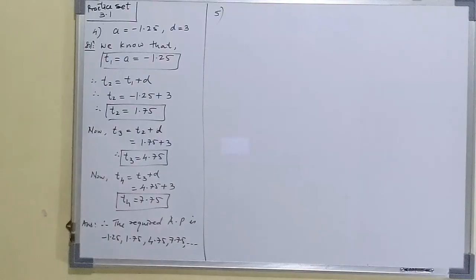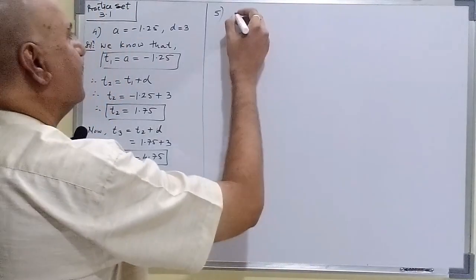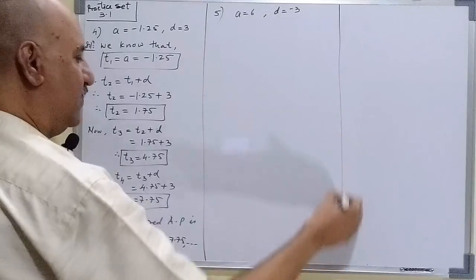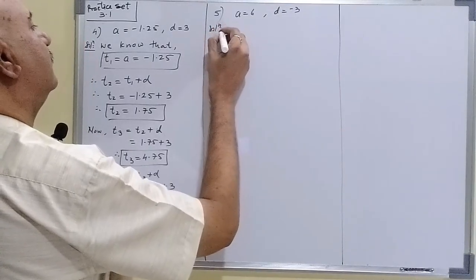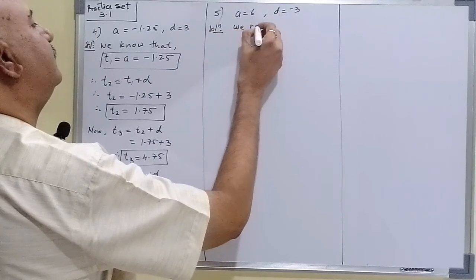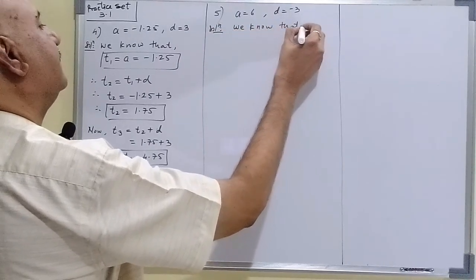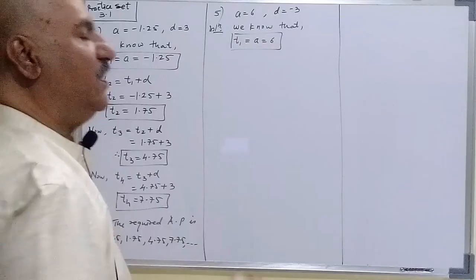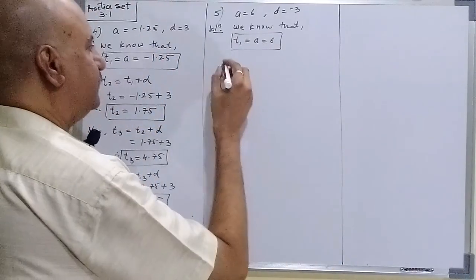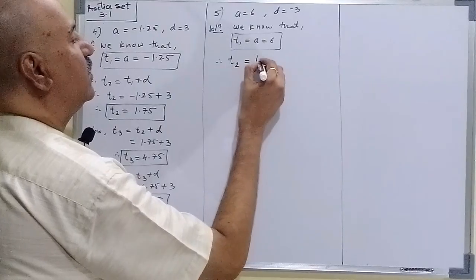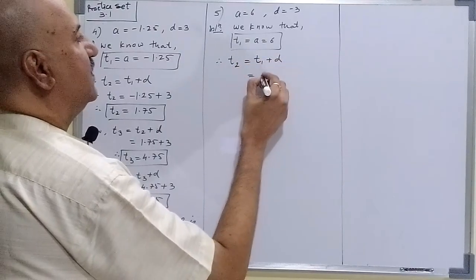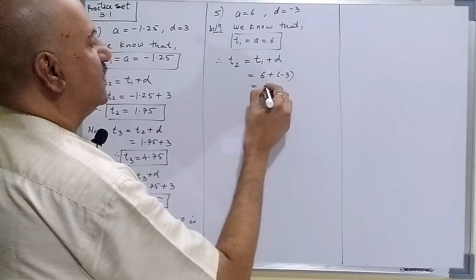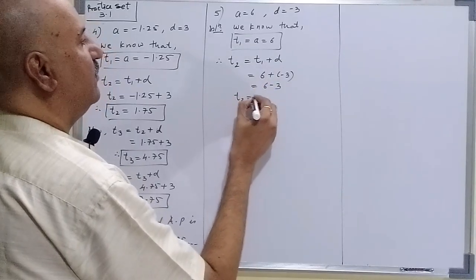अब क्या दिया उन्होंने A 6 and D is minus 3. A is 6, D is minus 3. तो स्टार्ट करो. सॉल्यूशन. वी नो दैट हम क्या जानते हैं T1 equal to A equal to 6. First term we know. Therefore, second term T2 will be what? T1 plus D. It will be 6 minus 3. Or you can write 6 plus of minus 3. तो ये होता है 6 minus 3. So T2 will be 3.